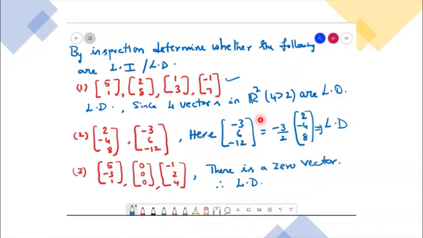Then let us see, what can we observe here? (-3, 6, -12) is equal to -3/2 times (2, -4, 8). So the second vector is a scalar multiple of the first vector. When it is like that, these vectors will be linearly dependent. Let us see the next one. There are 3 vectors again given: (5, -3, 1), (0, 0, 0), (-1, 2, 4). This is straight away LD. Why? Because there is a 0 vector in this.